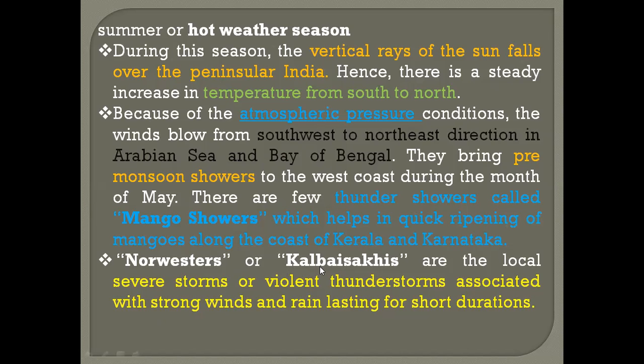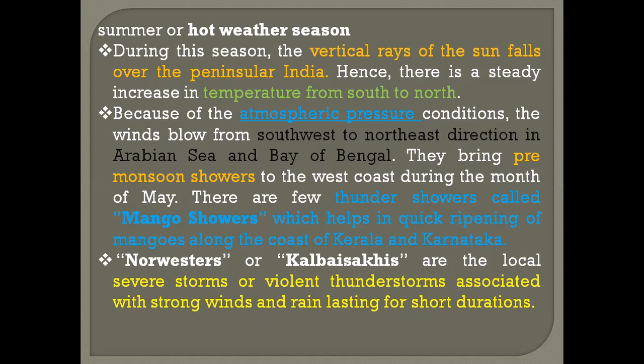Nor'westers or Kala-Baishakis are local severe storms or violent thunderstorms with strong wind and rain lasting for a short duration. Due to the short duration of strong wind, thunder and violent storms, there is a short duration of rain, which is known as nor'westers or Kala-Baishakis. So this is known as the summer or hot weather season.